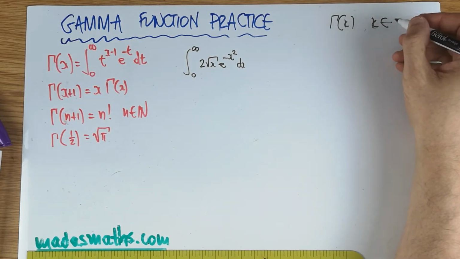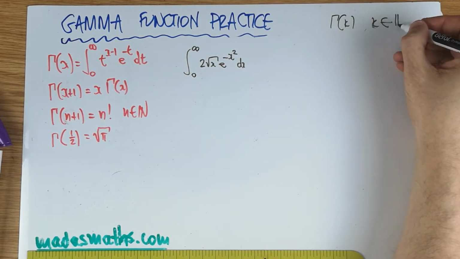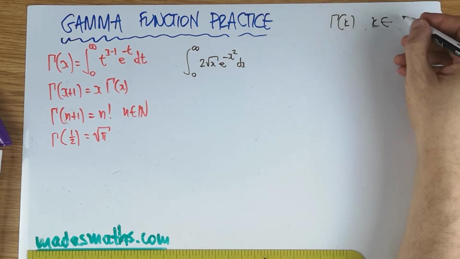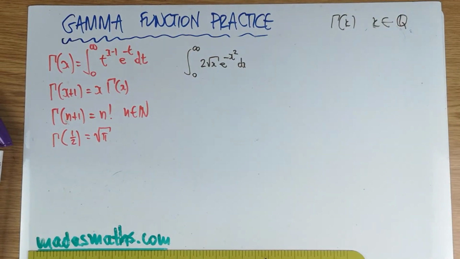K is a rational number. K belongs to, I forgot how to write rationals. Okay, k belongs to Q.